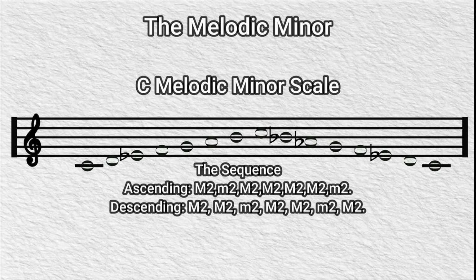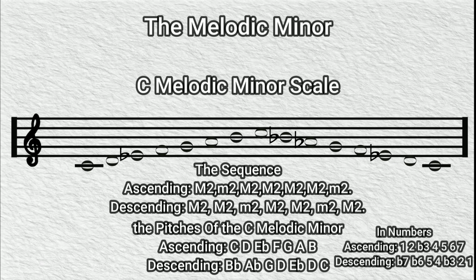So the C minor version of the melodic minor scale would look like this. The notes ascending are C, D, E flat, F, G, A, B, and descending would be B flat, A flat, G, F, E flat, D, and C. So in numbers, ascending would be 1, 2, 3 with a flat, 4, 5, 6, and 7. And descending would be 7 with a flat, 6 with a flat, 5, 4, 3 with a flat, 2, and 1. And that's how it sounds.